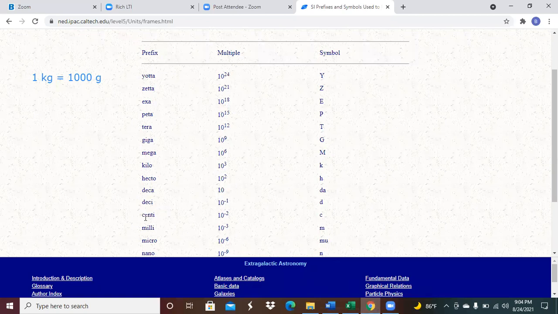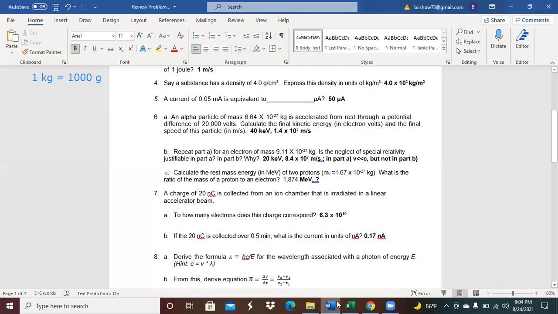So centi means 1/100th, because this is the same as 1 over 10 squared, which is 1 over 100. So if you take a meter and you divide it by 100, how many centimeters would you end up with? Well, you would end up with 100 centimeters equal to 1 meter.